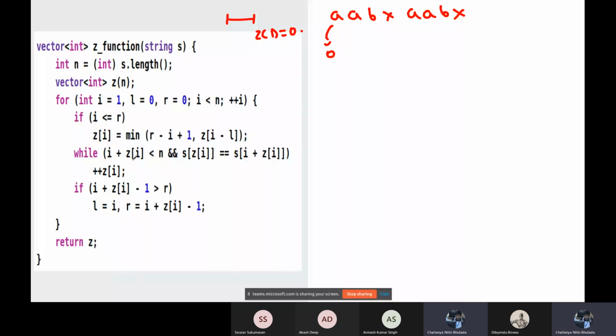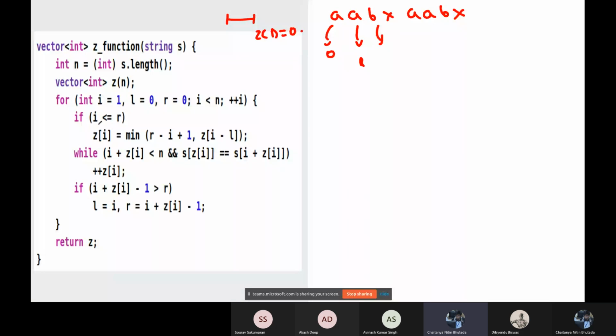Now we go to the next character, s of 1 equal to s of 2, which is not, because s of 1 is A and s of 2 is B, so which is not the case. So we directly put 1 here. Now B.